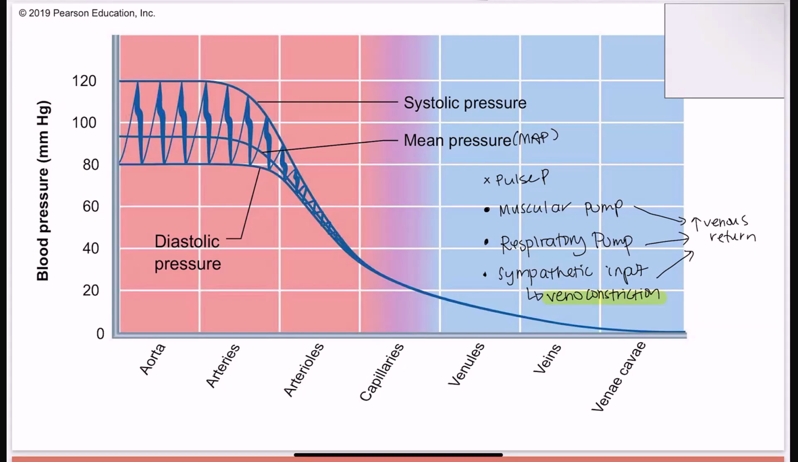And venoconstriction, when those veins constrict, makes it so there's less blood in the veins. And when there's less blood in the veins, that blood has to go back to the heart, because where else is it supposed to go? It can't backflow because veins have valves. So all of that increases venous return, increases stroke volume, increases cardiac output. All of these are good things.